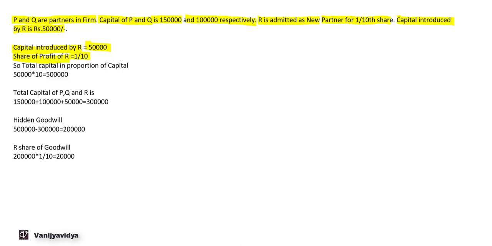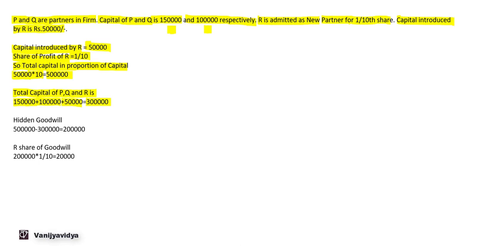So, now let us calculate what will be the total capital in proportion of R's share. R's capital of 50,000 was for 1/10 of the share, so total capital should have been 50,000 into 10, that is 5 lakhs. Now, total capital of P, Q and R: P's capital is 1,50,000, which is given here, Q's capital is 1 lakh, plus R's capital is 50,000. So total capital is 3 lakhs.